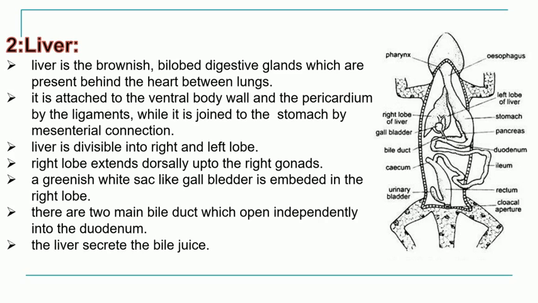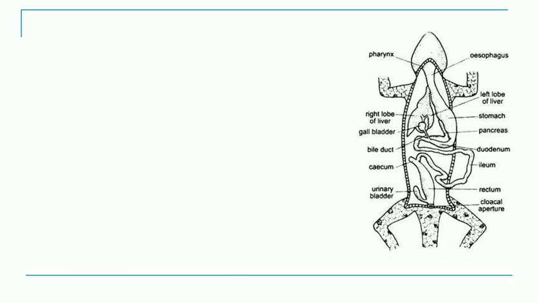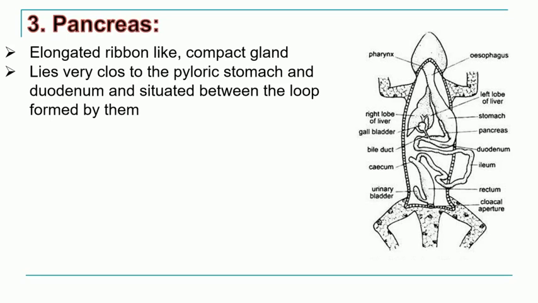Yes, so the function of liver is to secrete the bile juice. Now we move to the third important digestive gland, which is called the pancreas. This is an elongated ribbon-like structure and it is a compact gland. It lies close to the pyloric stomach. So in this diagram you can see this is the pancreas, which is near to the pyloric part of the stomach, and it is situated between the loop formed by these two, that is the stomach and duodenum.